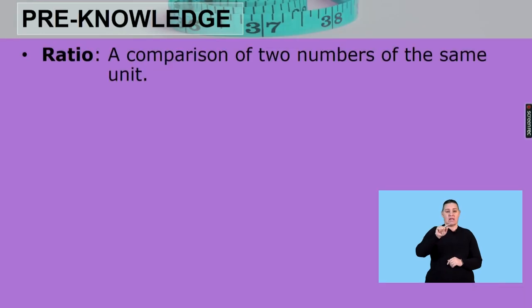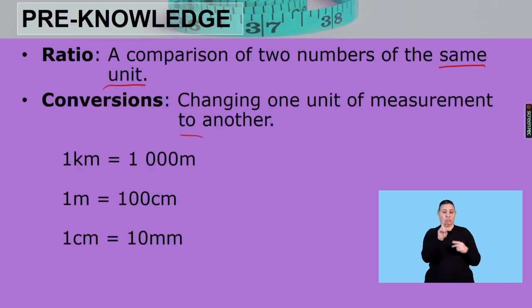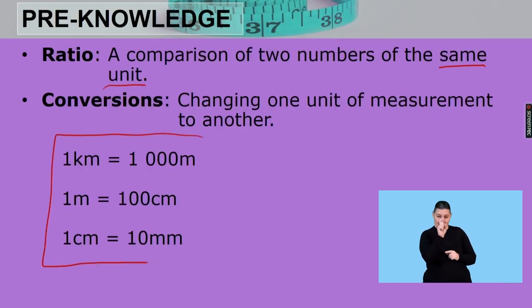Ratio is a comparison of two numbers of the same unit. Conversions are changing one unit of measurement to another unit of measurement. I've given you two options here. The first is that you've got to remember these conversions.